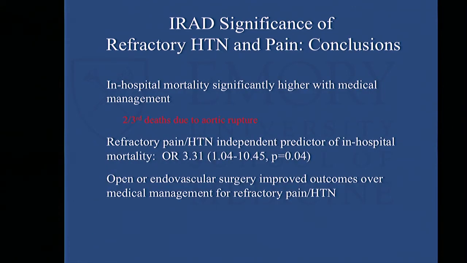So, with medical management in this group of refractory hypertension and pain, 2/3 of the deaths that occurred were due to aortic rupture. Statistically, they had an odds ratio of 3.31, higher risk of in-hospital mortality. So intervening on this group of patients with refractory pain or hypertension matters.